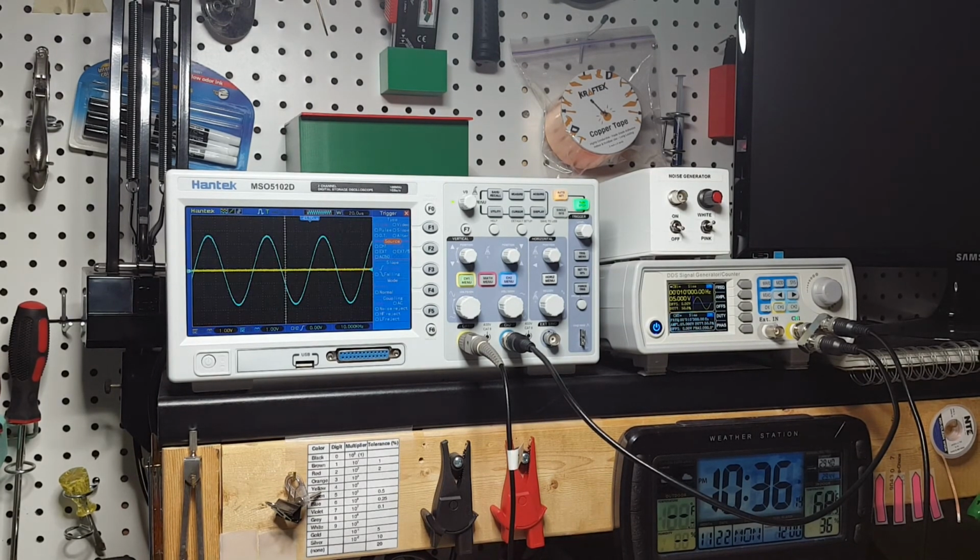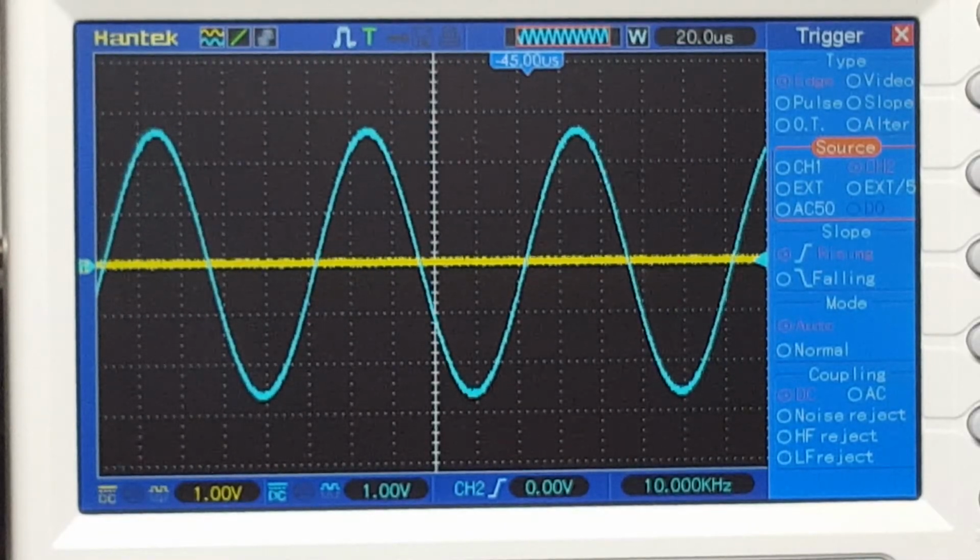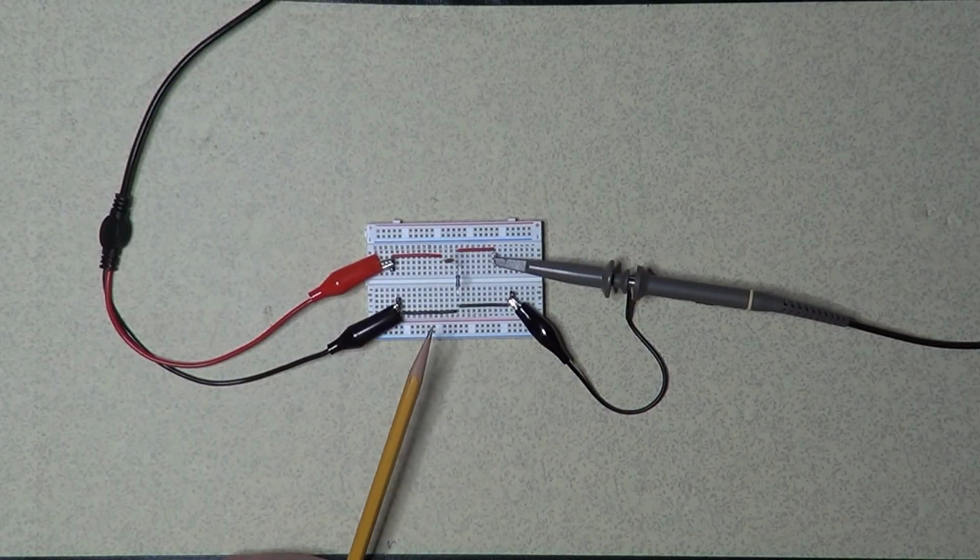Here is the input signal on the oscilloscope. Let me zoom in so you can better see the details of it, and in particular its frequency and phase. And here is the circuit under test.